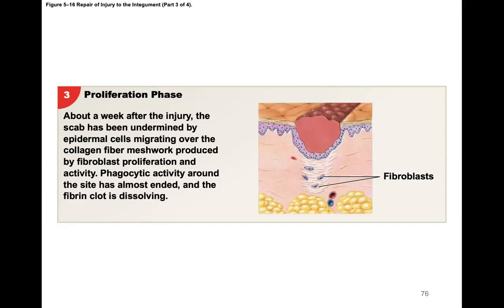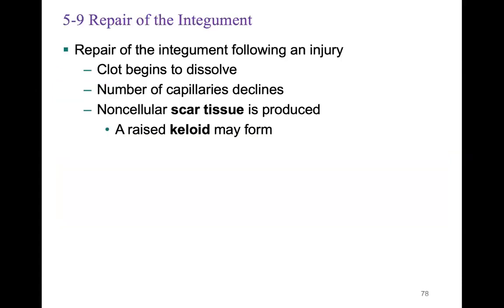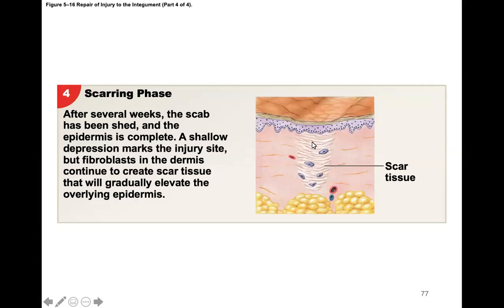undermined by the epidermal cells migrating over the collagen fiber meshwork produced by the fibroblast proliferation. Phagocytic activity around the site has almost ended, and the fibrin clot is actually starting to break down. After several weeks, the scab will shed, and the epidermis is complete. A shallow depression marks the injury site, but the fibroblasts in the dermis continue to create scar tissue that will eventually elevate that back up. And what will remain is this scar tissue, this fibrous tissue, underneath in that area.